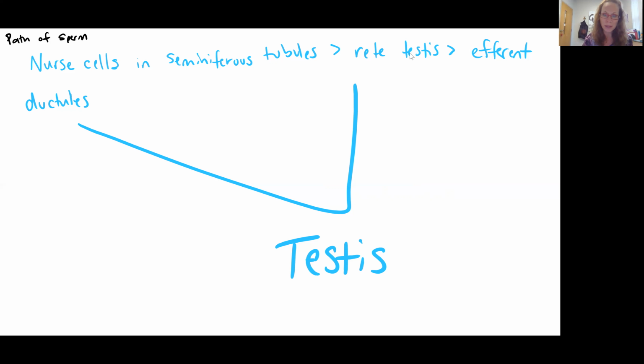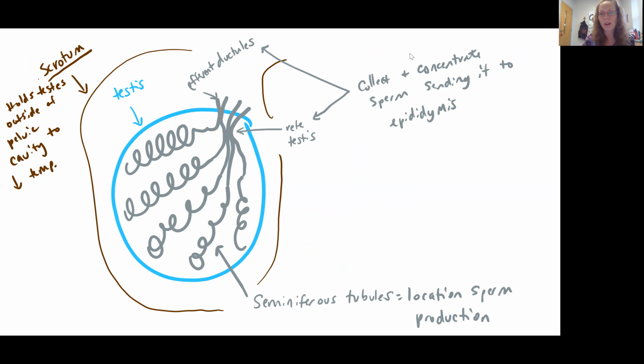So let's look at my drawing here. Of course, you can reference the artwork in your text if you want a better diagram. We're looking at the testis in blue, and inside you have these coiled up tubes called seminiferous tubules, and that's actually where those nurse cells are located, and that's where the sperm is being produced. From there, they all feed into the rete testis, which feeds into the efferent ductules, which of course means exiting. So now we're exiting the testis, and we'll see them moving into a structure called the epididymis.